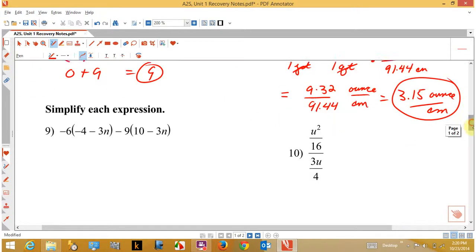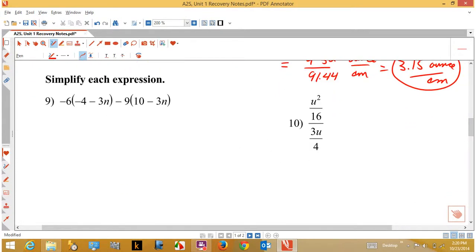Next problem says simplify. That means I cannot find the value of n. So if you get an answer that looks like this, you've done it wrong. You're not going to be able to figure out what n equals because there is no equal sign in it. You just have to leave it with n.